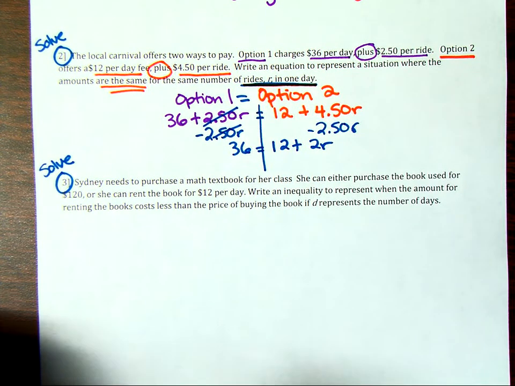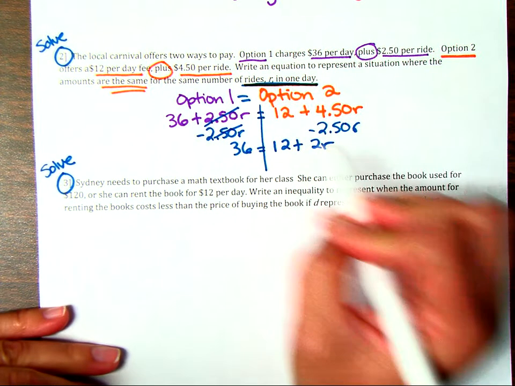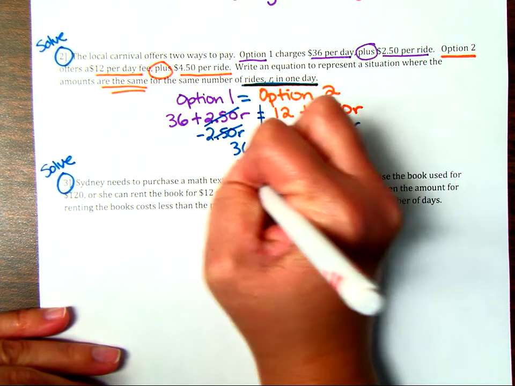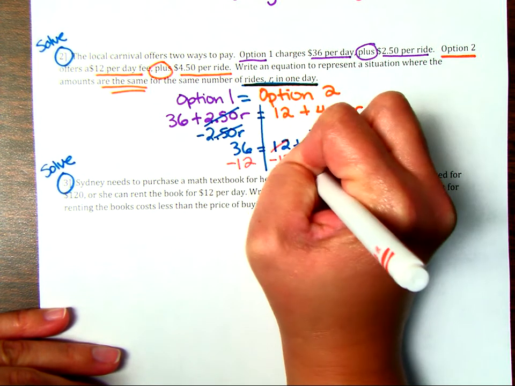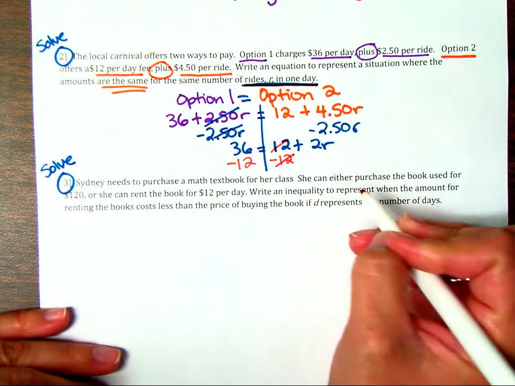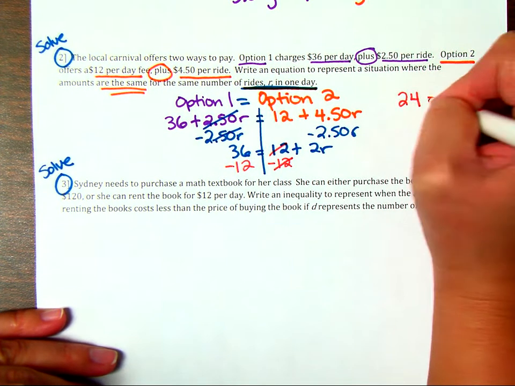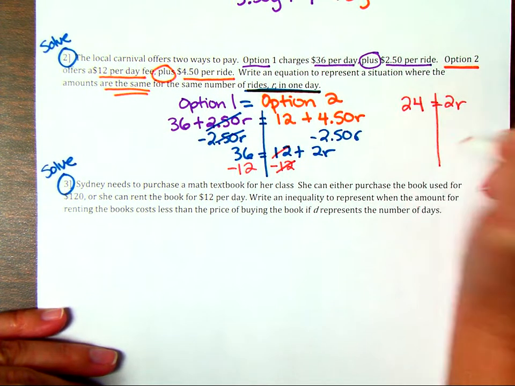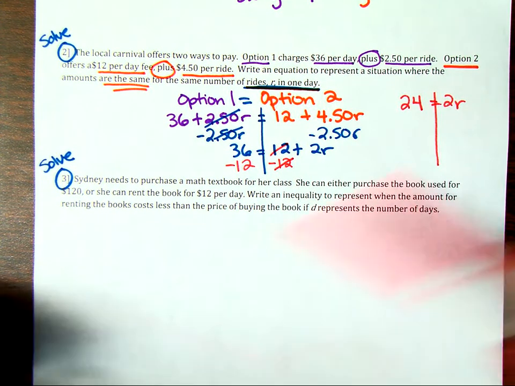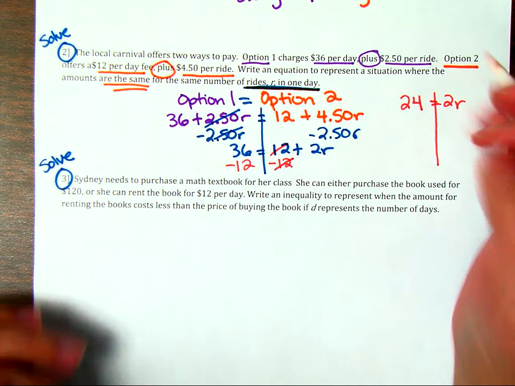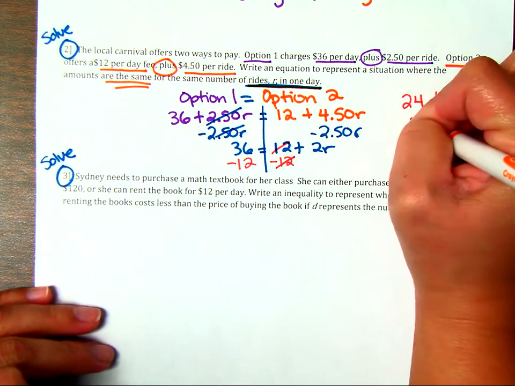Once the variables are on both sides, we want to move them to be on one side. And I need to get rid of that constant when I solve a two-step equation. So minus 12, or 12 negatives on both sides. That cancels out. 36 minus 12, I'm just going to move my work over here, is 24. And on the right-hand side, I always have 2R. And then my last step, get that R by itself. The opposite of multiply by 2 is divide by 2.